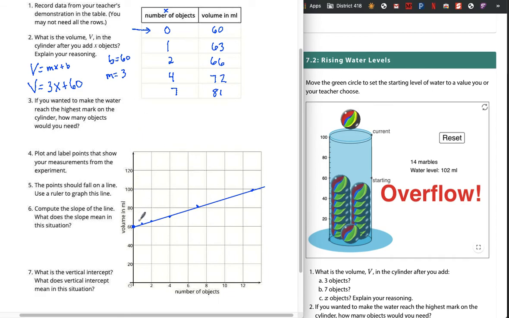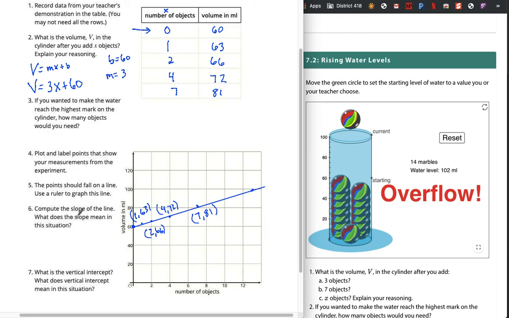And I didn't label them. This would be 0, 60. This would be 1, 63. And this one would be 2, 66. And this one would be 4, 72. And this one is 7, 81. And that's all the ones I have on my table, so that's all I'm going to label. The points should fall in line. We showed that our points pretty well did. I didn't get them perfect, but they're close enough to be accurate.